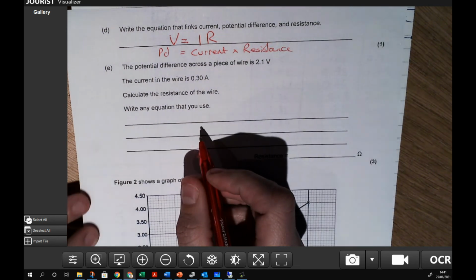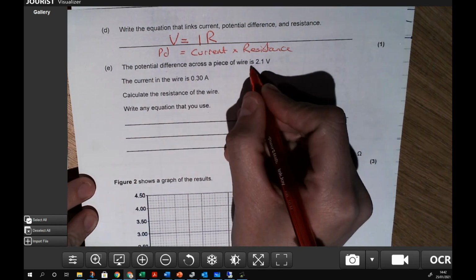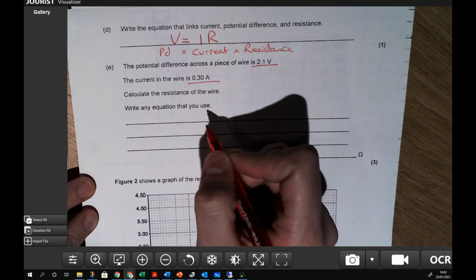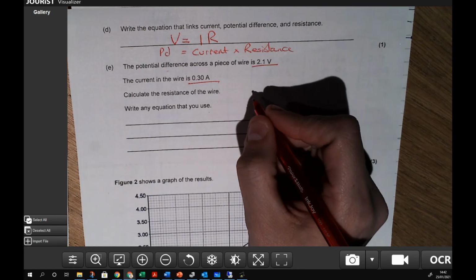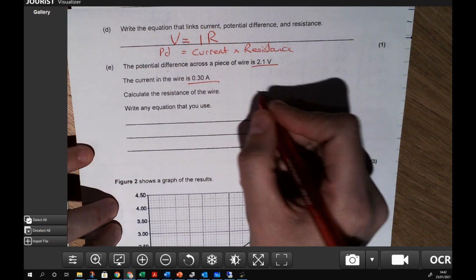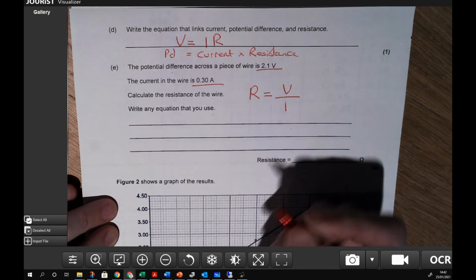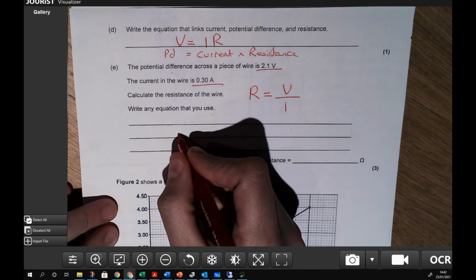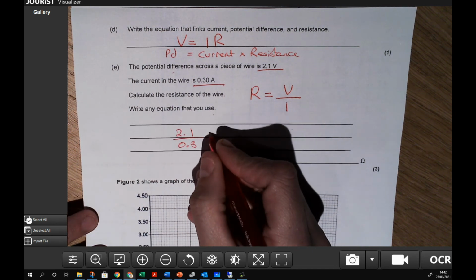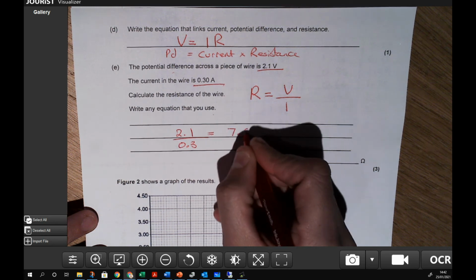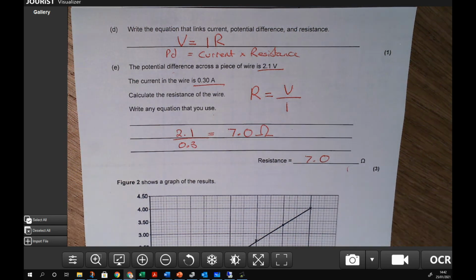Then we go on to E. Write any equation that you use. So we've got a potential difference of 2.1 and we've got a current of 0.3. So we're going to need to use that equation, and we're going to need to find the resistance. So R equals V divided by I. That's the equation I'm going to use. Then I'm going to do 2.1 divided by 0.3, and the answer is going to come out as 7.0 ohms. The units are there, so I'm not getting a mark for that.